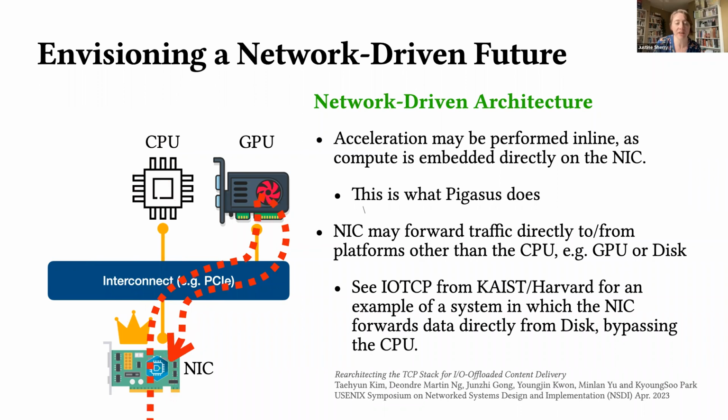Going one step further, the NIC might become the controller and direct traffic directly to or from other platforms that are not the CPU. I was really excited to hear about some new work from Min-Lan Yu and her collaborators at KAIST, in which the NIC pulls data directly from disk to write out to the network, bypassing the CPU. You might imagine the NIC shipping data directly to the GPU or another accelerator as well, once again saving the CPU from having to do this role as the controller of the traffic steering.